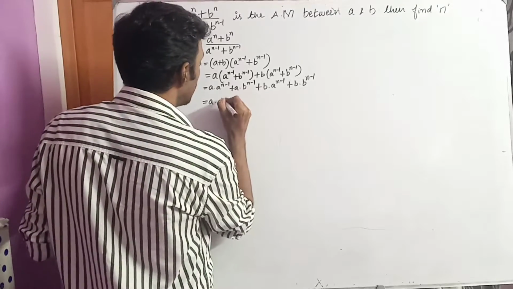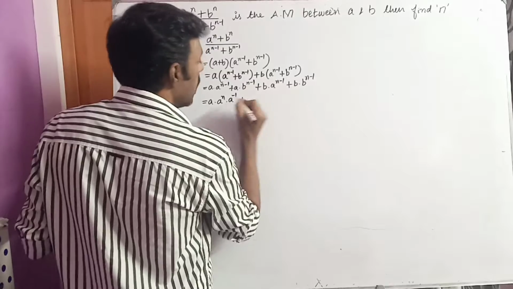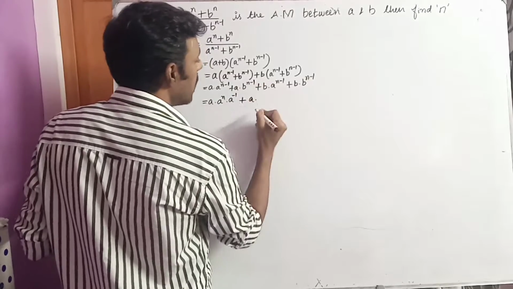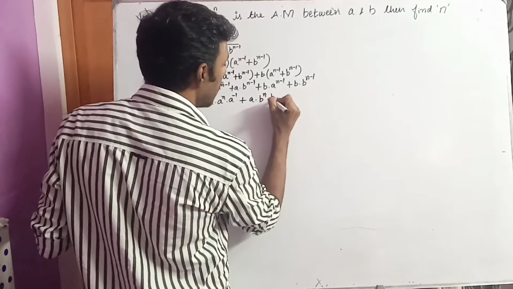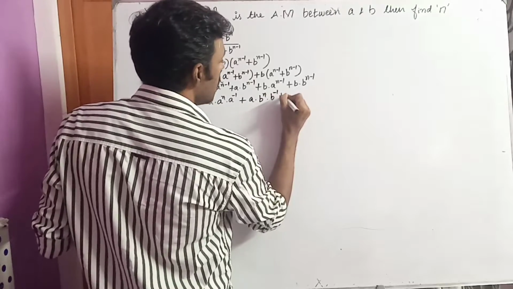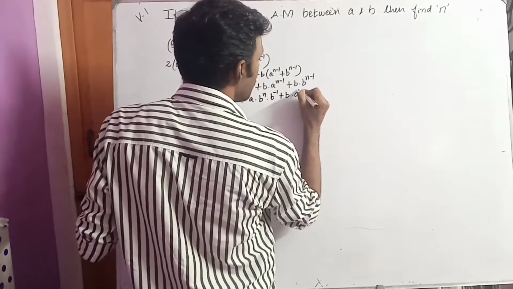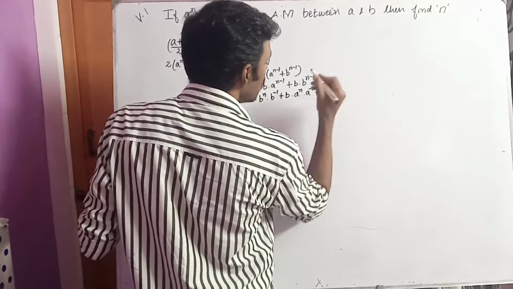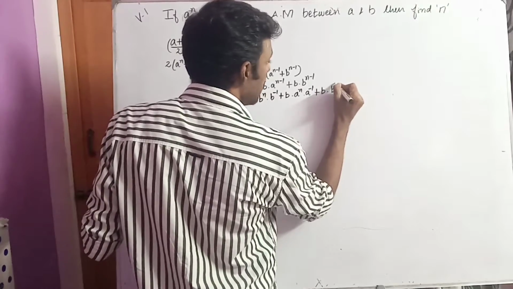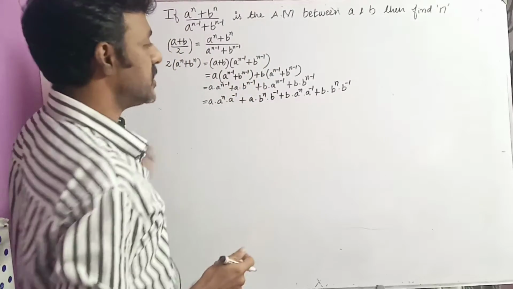So that will be a to the power n into a to the power minus 1, plus a into b to the power n minus 1 can be expressed as b to the power n into b to the power minus 1, plus b into a to the power n minus 1 can be expressed as a to the power n into a to the power minus 1, plus b into b to the power n minus 1 can be expressed as b to the power n into b to the power minus 1. So I'm getting the term like this, right?